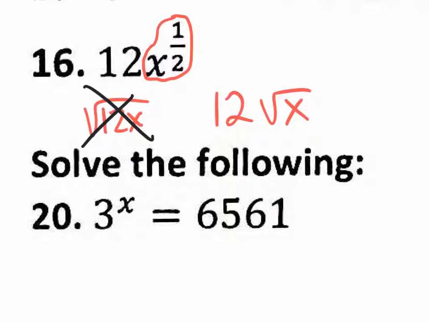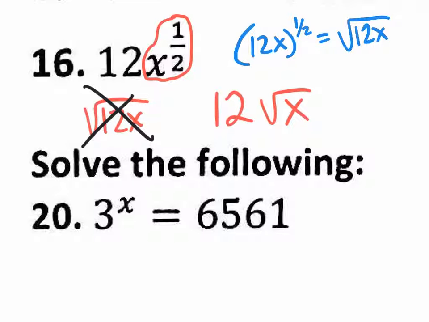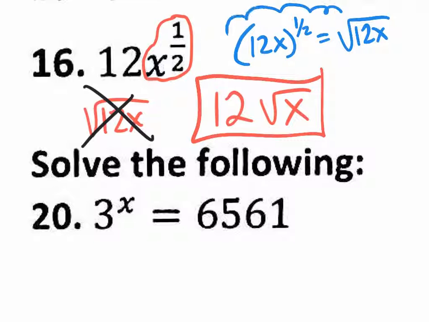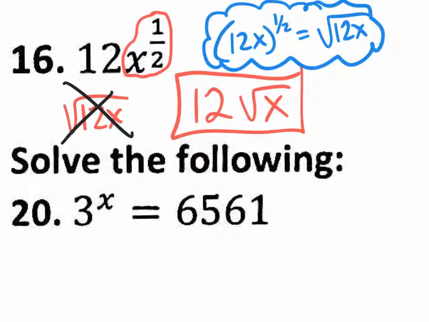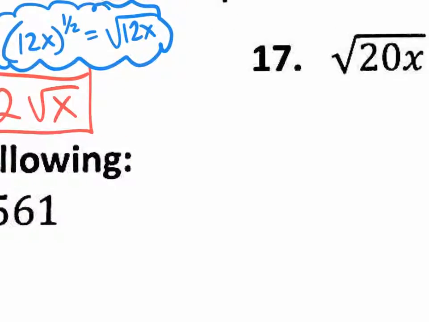It would be a different story if you did have the 12 in parentheses with the x, then to the 1/2. Then yeah, it would be the square root of 12x if you had parentheses around it. But in this problem, we do not. So this is the answer, 12 out front, square root of x. Just keep that in mind, that if you did have parentheses, then you would include it all in the square root. All you're doing is rewriting it. They're not asking you to simplify, they just want you to change the form.